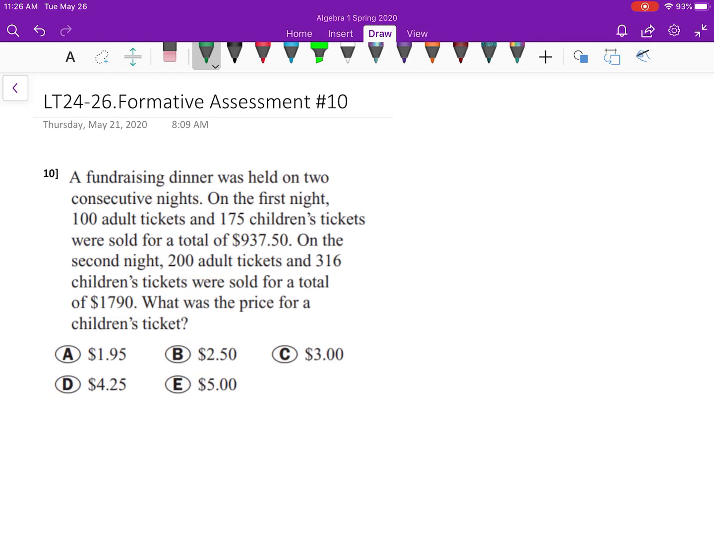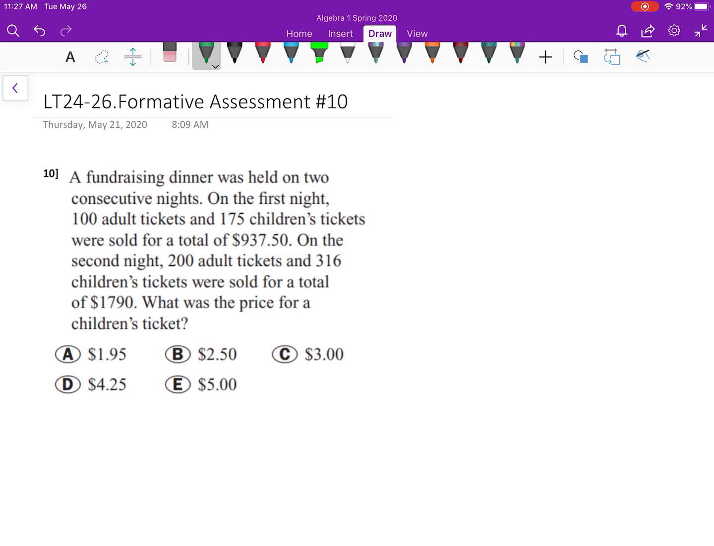Number 10. A fundraising dinner was held on 2 consecutive nights. On the first night, 100 adult tickets and 175 children's tickets were sold for a total of $937.50. On the second night, 200 adult tickets and 316 children's tickets were sold for a total of $1,790. What was the price for a children's ticket?